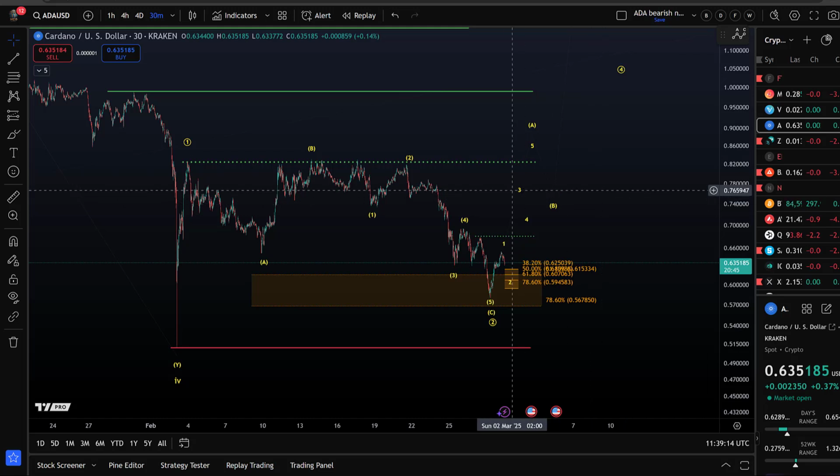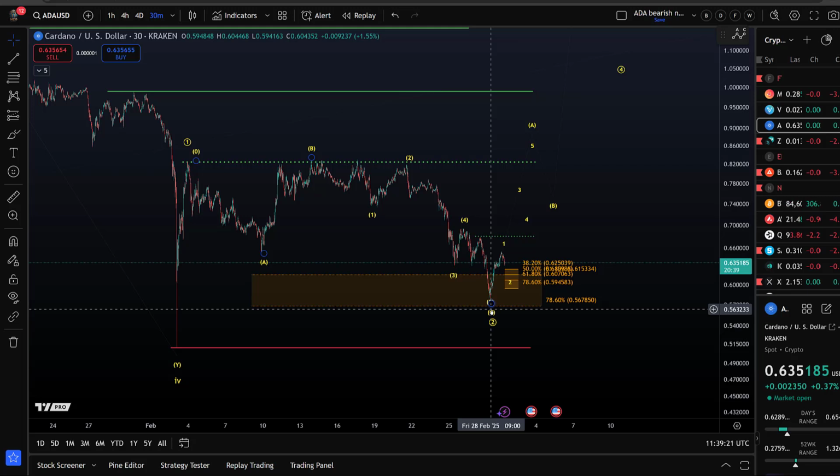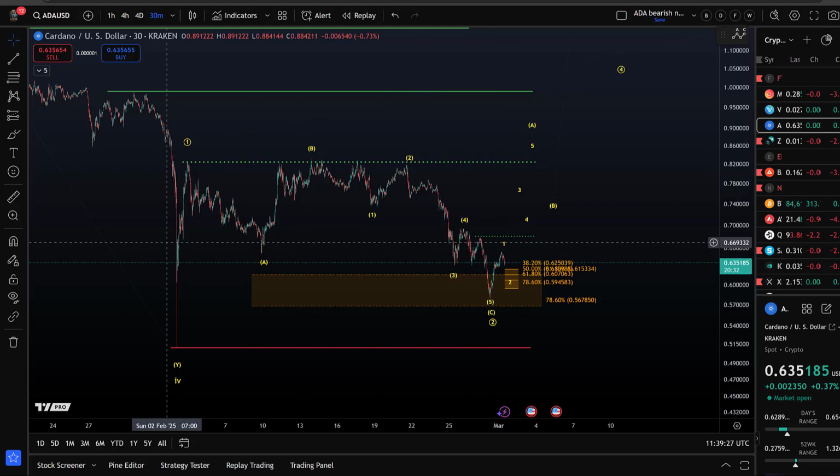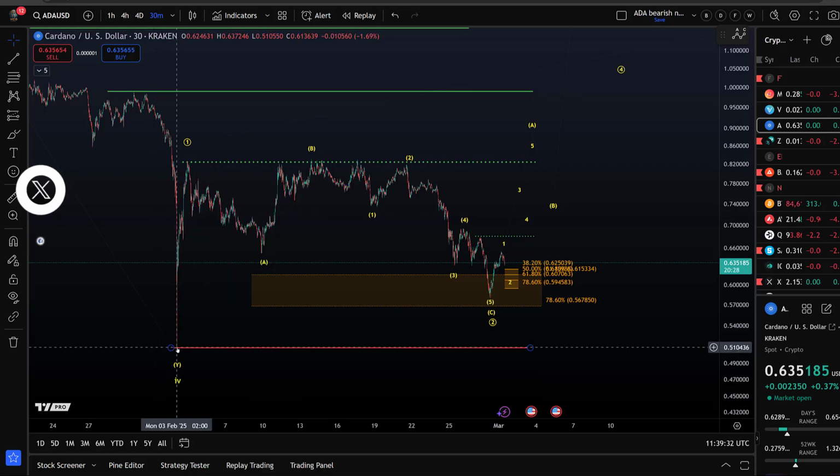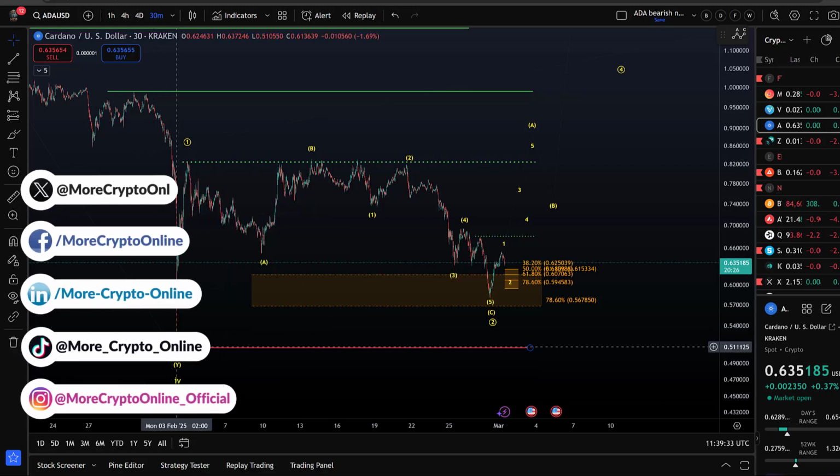Here on the ADA chart, what we're tracking is a correction in wave 2 that actually could have completed. So we have a very full wave count to the downside. In this wave 2, we have, obviously, after the price rallied from this, you could say, crash that happened on the 3rd of February.